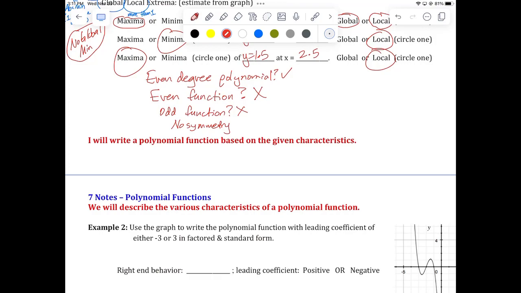So now you can hopefully keep those two straight. Even degree polynomial? It sure is. Is it an even function? No. There's no y-axis symmetry. But even degree polynomial? Yes. N equals 4 is an even number. If you want to put explanations behind this. And for odd function, no origin symmetry.